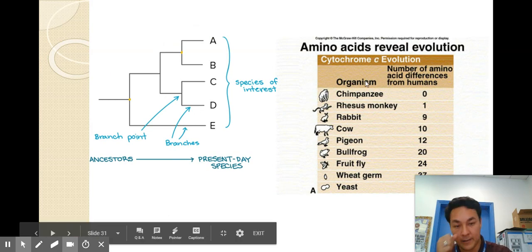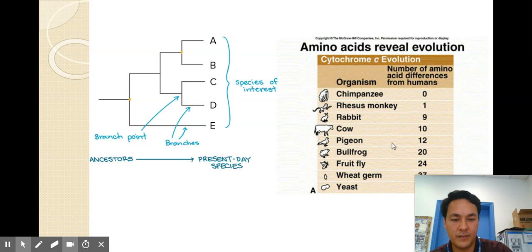All right, so here's that cytochrome C comparison. You can see that, right, the cow and the pigeon are 10 and 12 differences from humans, whereas a chimpanzee and the monkey are only 0 or 1, right?